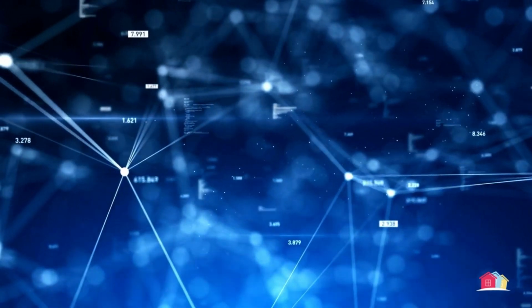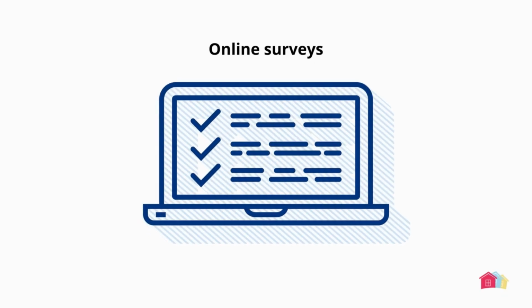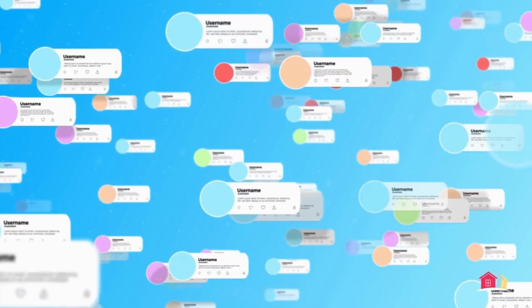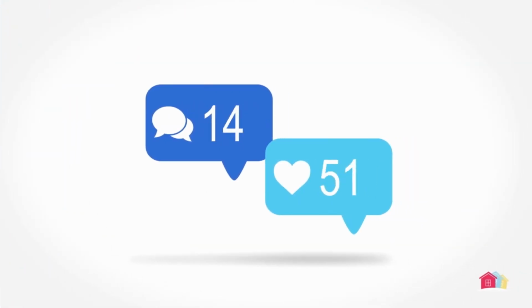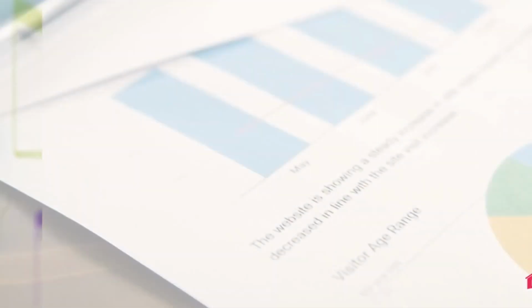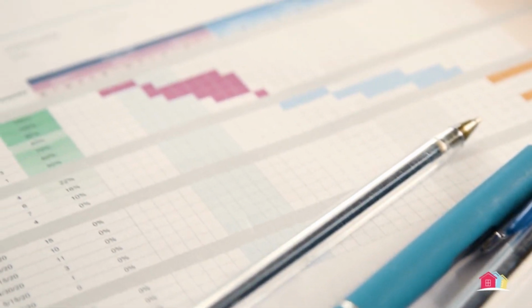First, an online survey. They can be used to collect data from beneficiaries, partners, and other stakeholders. Second, social media analytics. Platforms provide data on engagement, reach, and other metrics that can be used to measure the impact of the NGO. Third is website analytics. They provide data on website traffic, user behavior, and other important metrics.